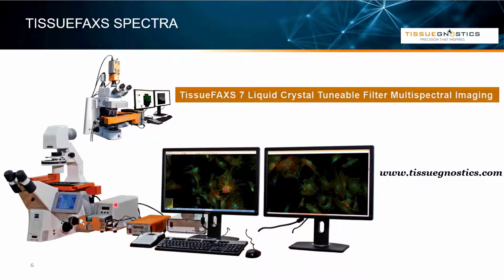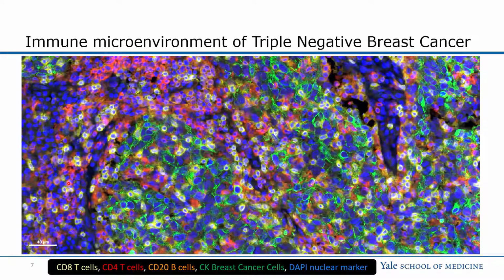And so here is a very nice picture of the TissueFAXS Spectra system that contains the 2 monitors, the camera, as well as the stage that houses at least about 8 tissue sections. And so what I will be discussing today is breast cancer, and that will be the example that I use throughout this presentation. And with breast cancer, I will show you an example of the immune microenvironment of triple negative breast cancer.